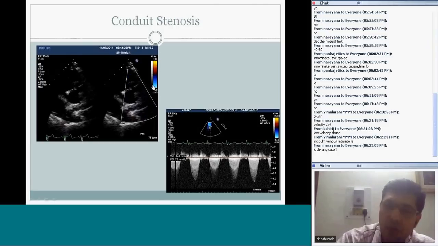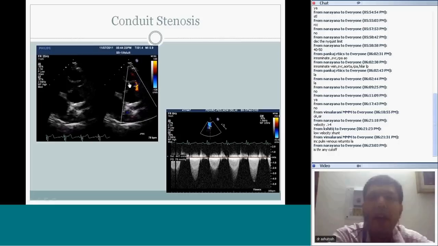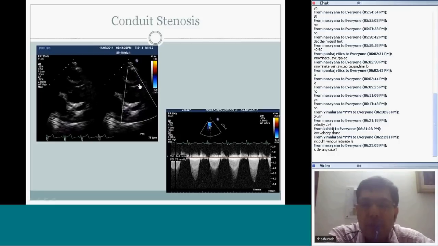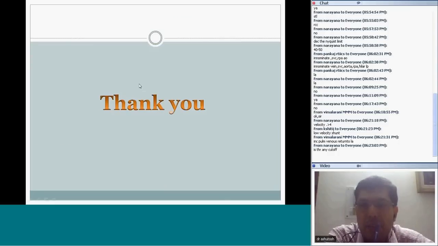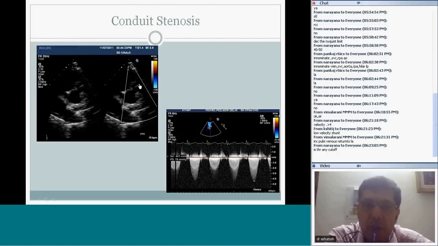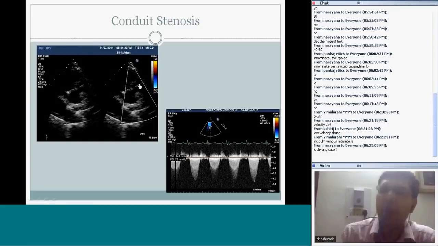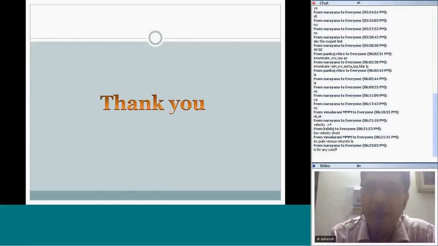These patients will require a conduit replacement. In this patient, there was obstruction only in the initial part, and he ended up with conduit replacement. But there could be conduit pulmonary artery stenosis, distal stenosis, which may be amenable to balloon dilatation, but for conduit stenosis itself, surgery is the best solution. I guess that brings us to the end of the talk.